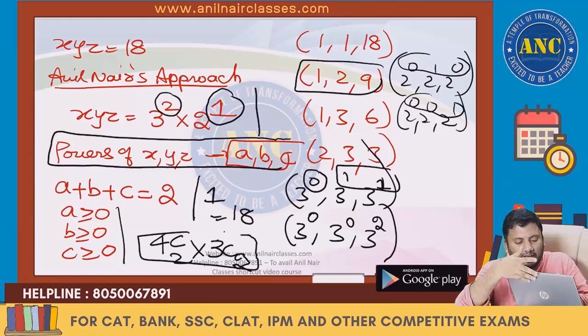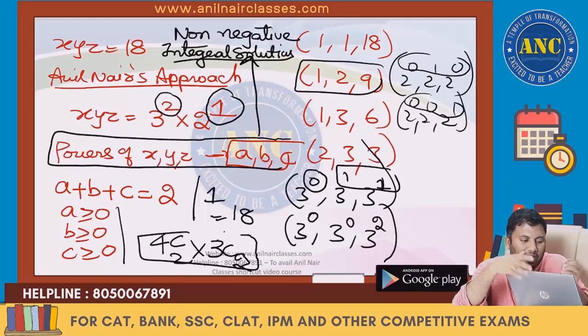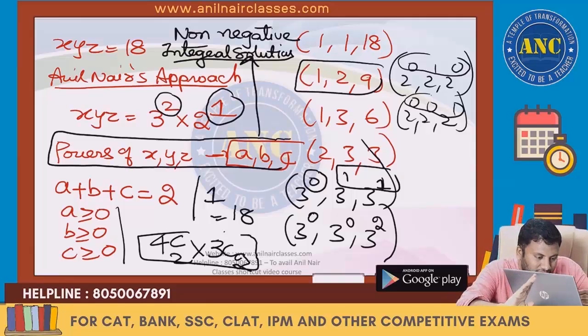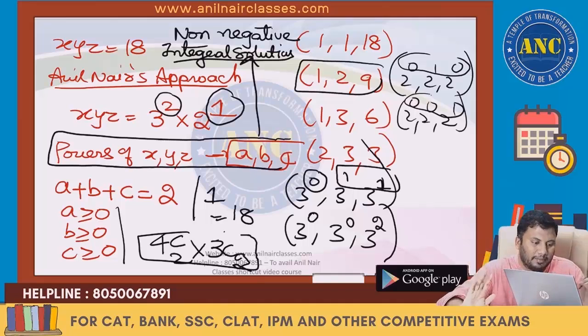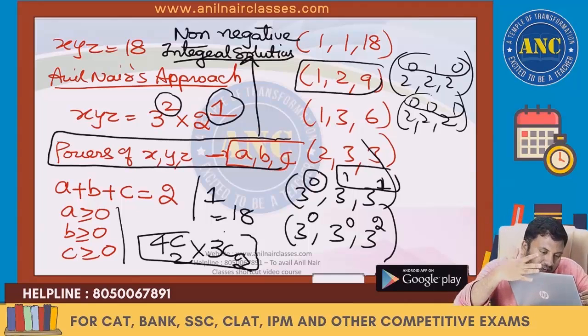That means, please write down: find the total number of non-negative integral solutions for a, b, c. Instead of doing the positive integral for xyz, I am doing the non-negative integral for the powers of xyz. If the powers of xyz are a, b, c, x will have some 3 power a, y will have some 3 power b, z will have some 3 power c. Can I say the sum of the powers a plus b plus c is 2?